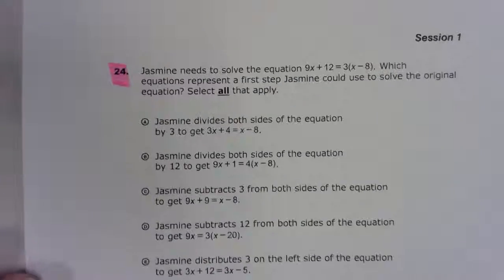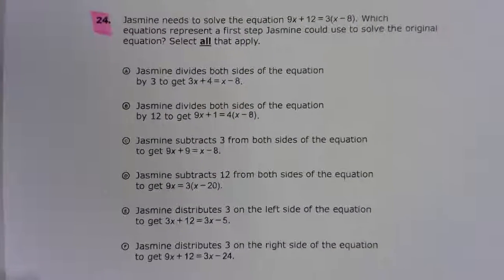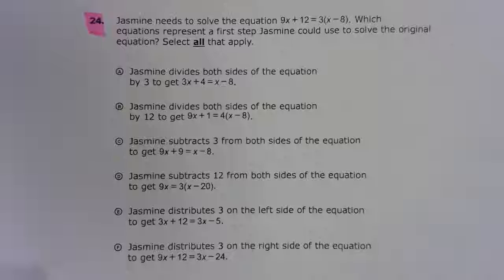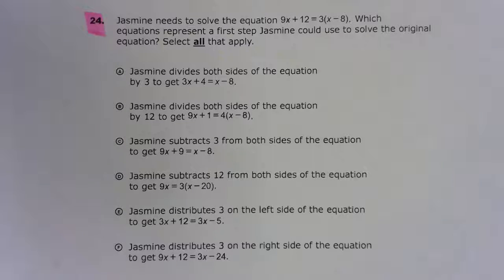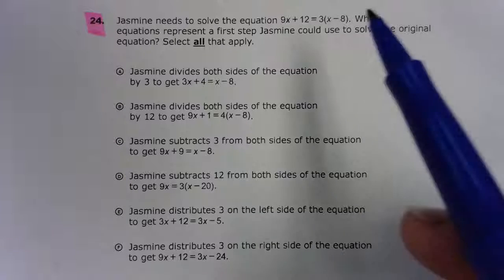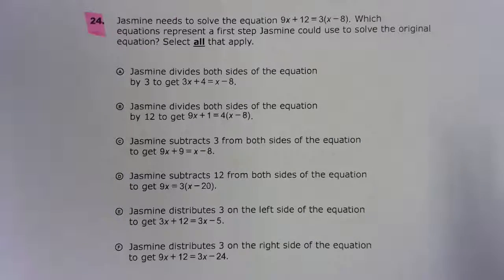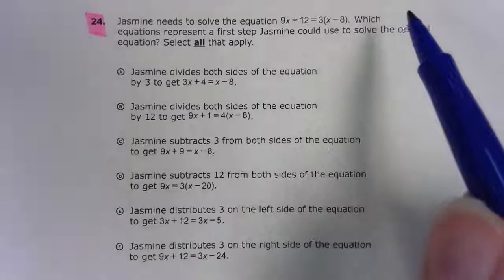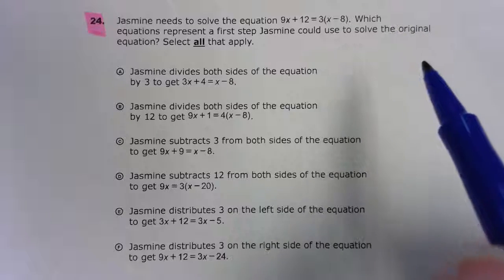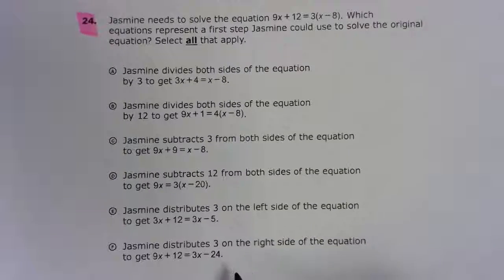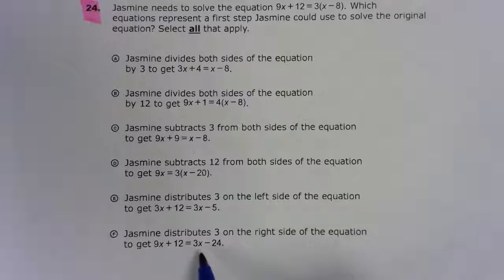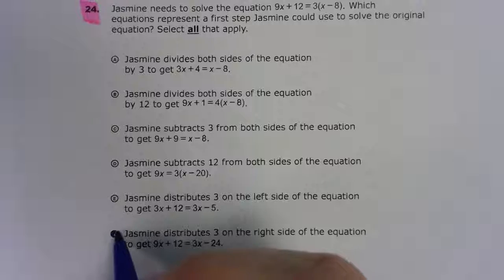All right, the next one is 24. Jasmine needs to solve the equation 9x plus 12 equals 3 times x minus 8. Which equations represent the first step Jasmine could use to solve the original equation? So if I'm going to solve this equation, my first step would probably be to distribute the 3 on the right side of the equation to get 9x plus 12 equals 3x minus 24. That would be that one.